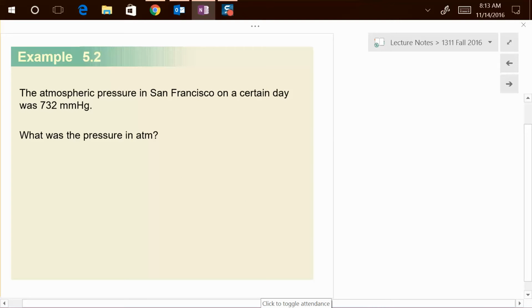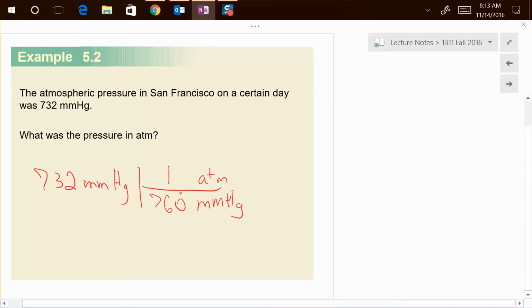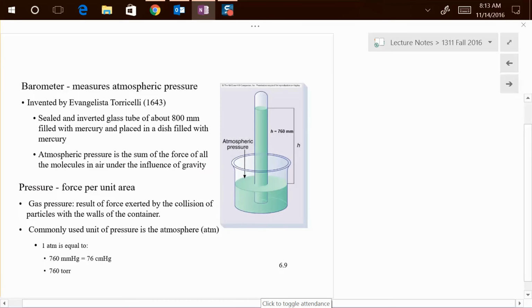Okay, so the atmospheric pressure in San Francisco was 732 millimeters mercury. What is the pressure in atmospheres? Same thing: 732 millimeters Hg converted to atmospheres, and we get 1 atmosphere for every 760 millimeters mercury. So that should be a simple conversion that you guys can accomplish.